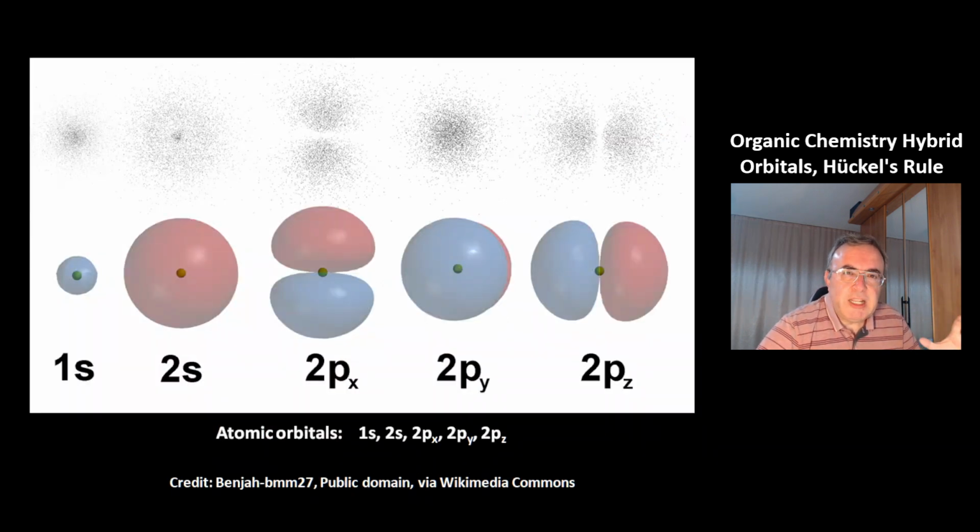This is a picture of the shapes of the s and the p orbitals. The lowest energy orbital is the 1s orbital, then the 2s orbital, both are spherical, and the dumbbell-shaped p orbitals, px, py, pz.